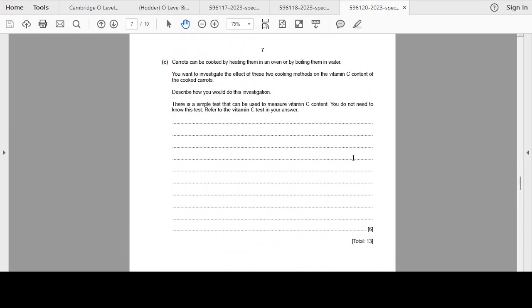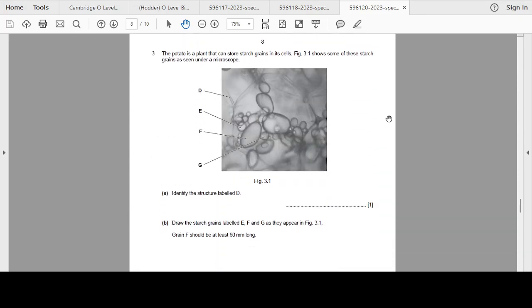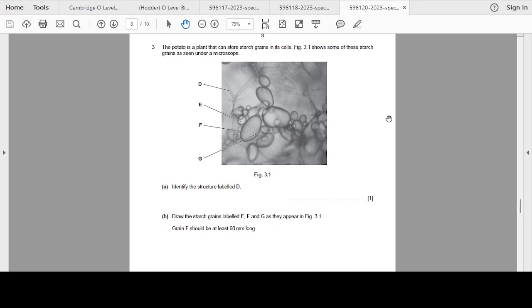6 marks for planning. So this is a planning question, right? 6 marks, planning question, whatever the thing is, the testing for vitamin C content. So yeah, right. Here is the magnification question, I believe.